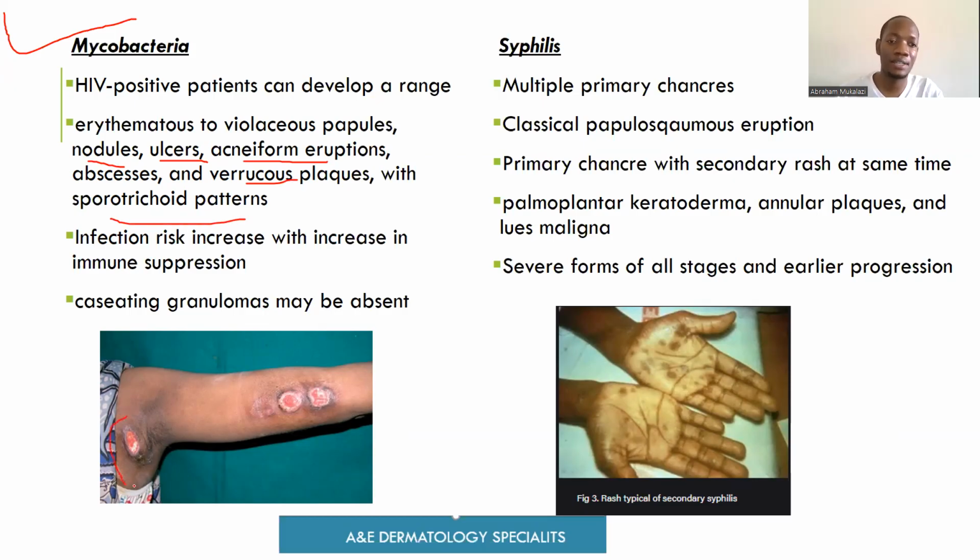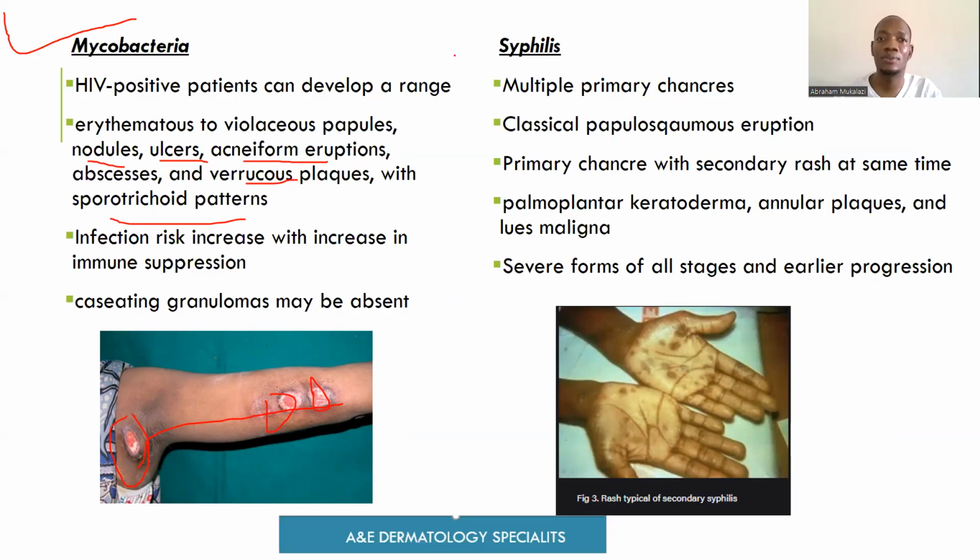So in this case, for example, this patient who had a sporotrichoid pattern of these lesions was also living with HIV. And when you take a biopsy, you will see caseous necrosis. And in that case, you also manage the TB as you manage the HIV as well.